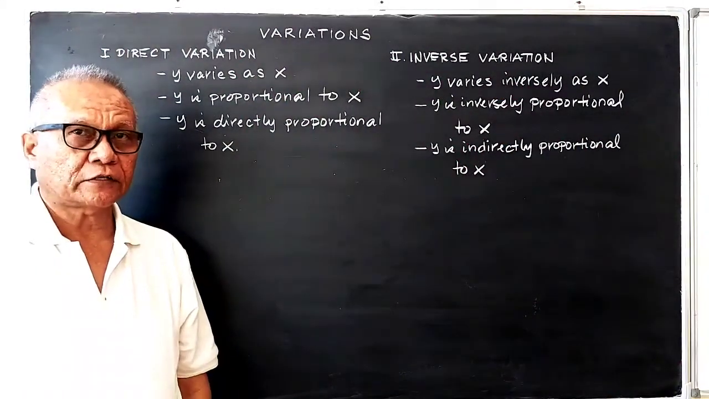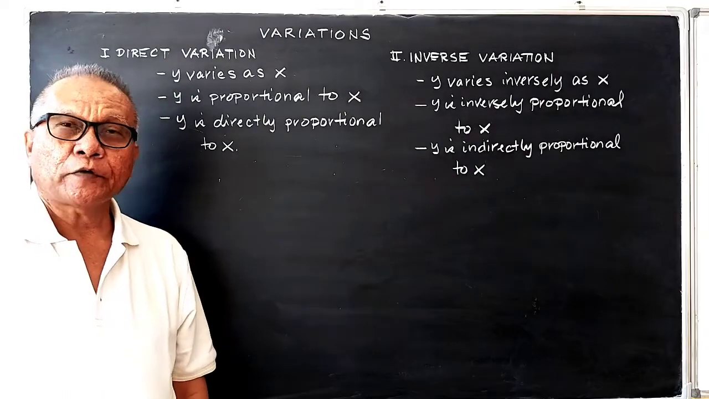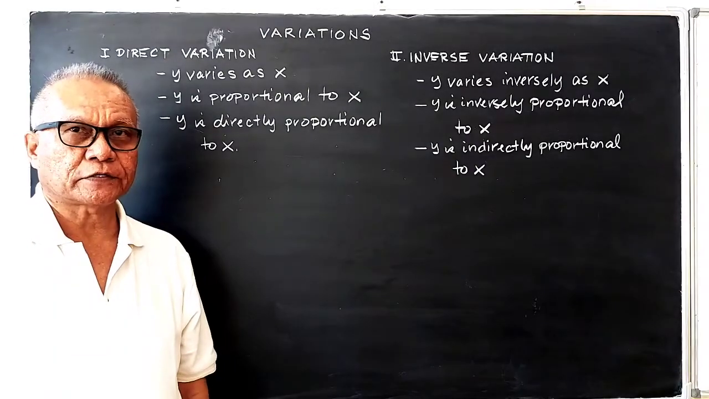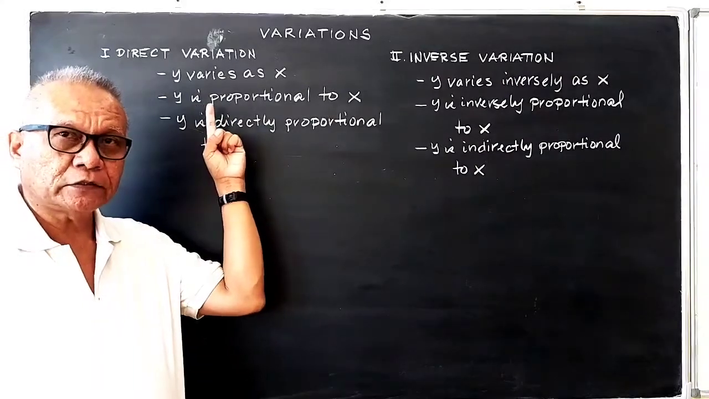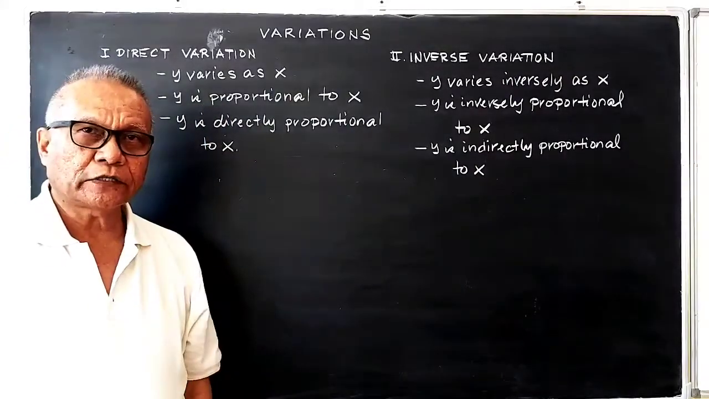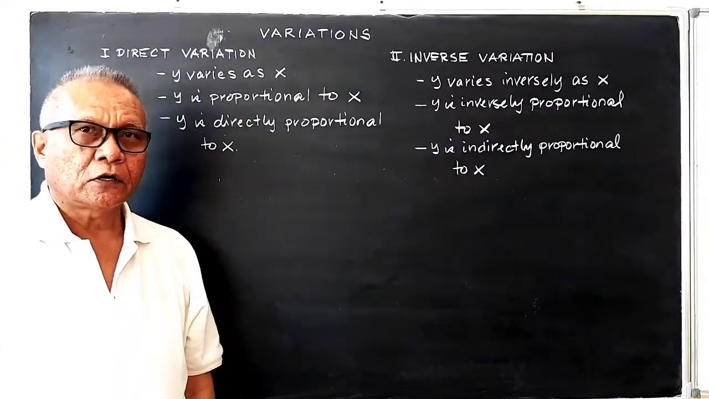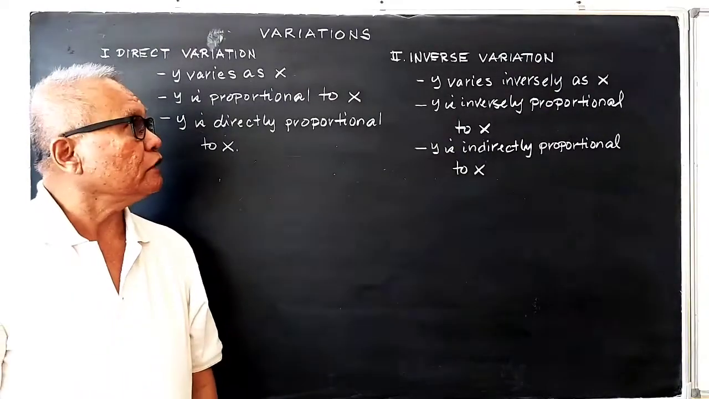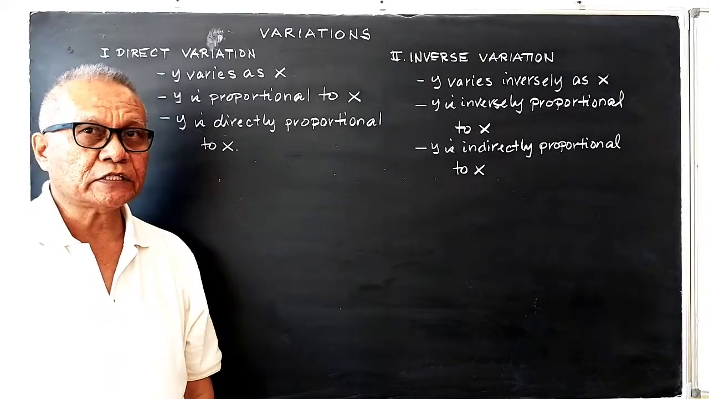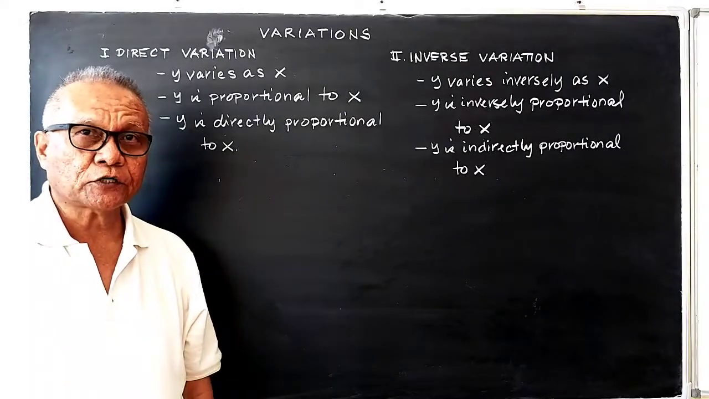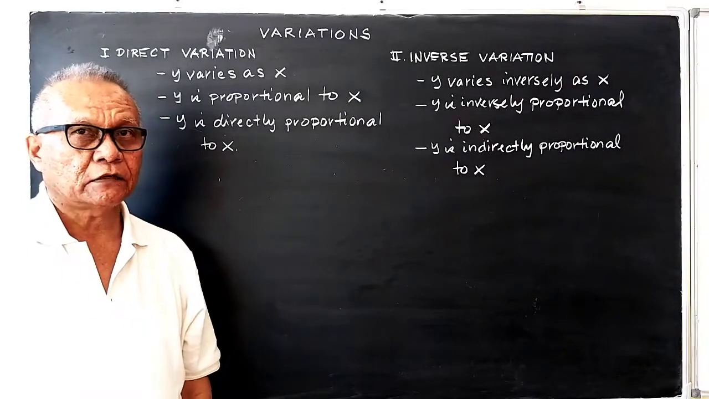Study about variations. Now we have four kinds of variations. We have the first one, which is the direct variation. The second one is called the indirect variation or the inverse variation. The third one is a joint variation. And the fourth one is a combined variation.